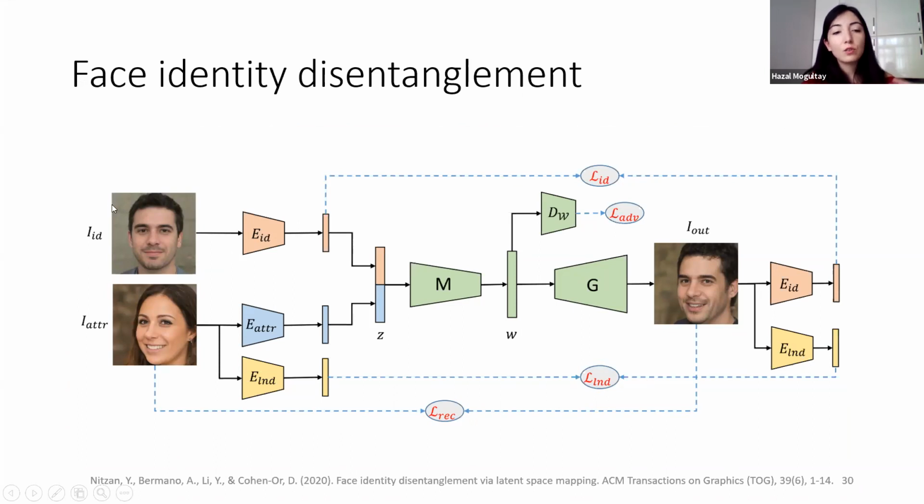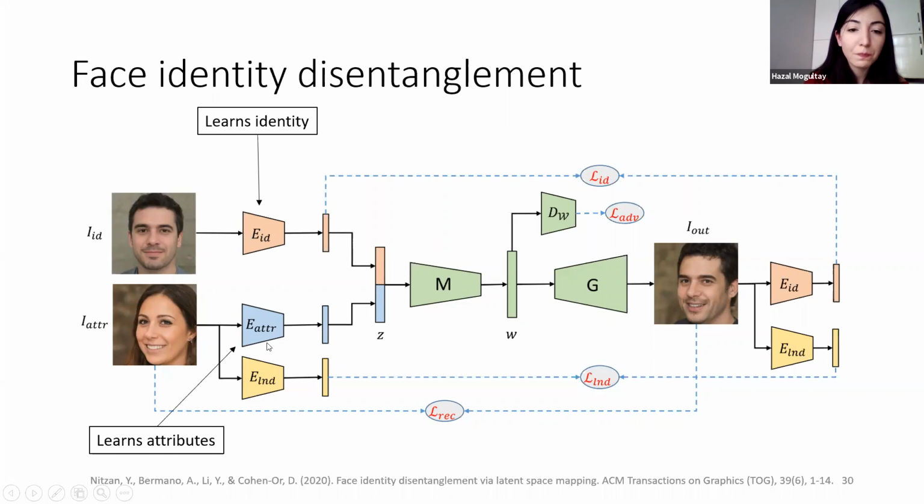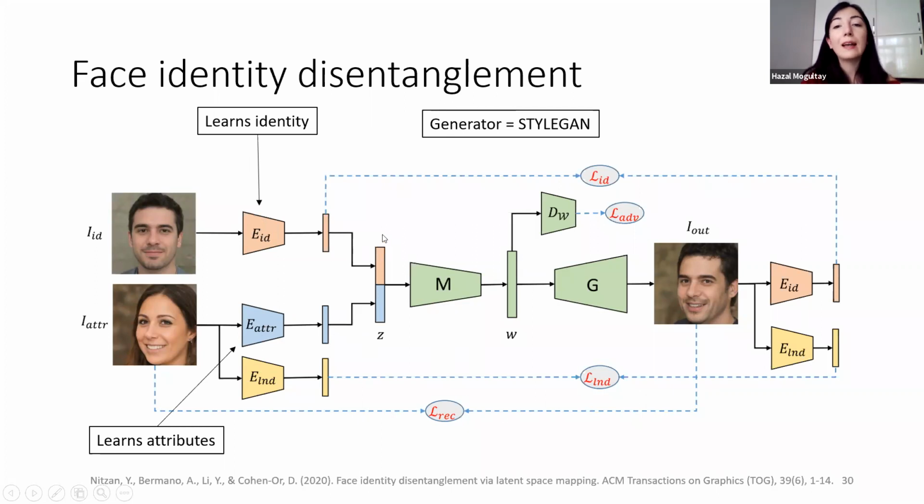They are taking two examples in the training procedure and feeding them to different encoders. The first encoder here learns the identity of the given image, and the second one here learns the attributes. In the middle layer, they are using StyleGAN as the generator. They take the features acquired from these two encoders, concatenate them, and then feed them to StyleGAN. And they use some other losses.